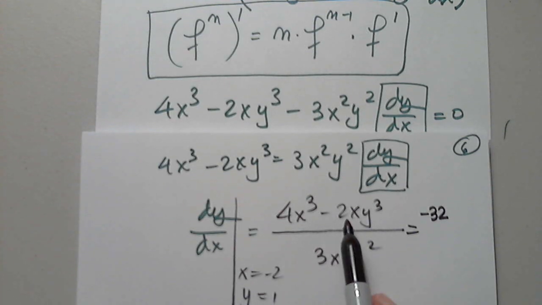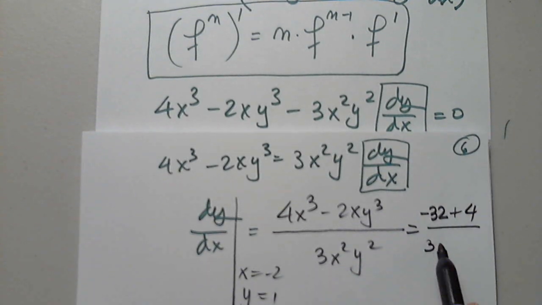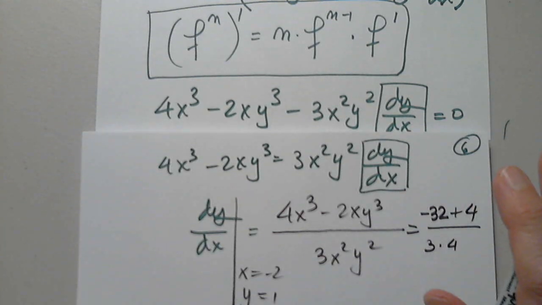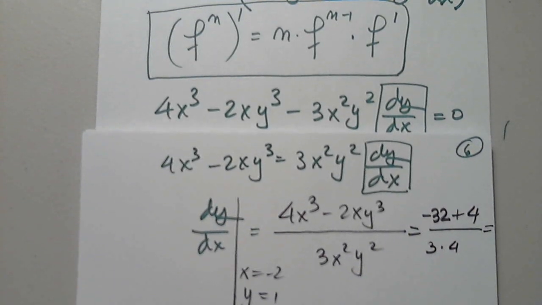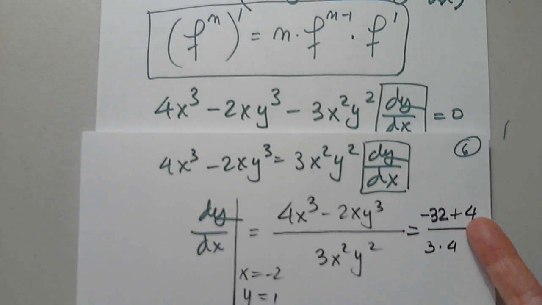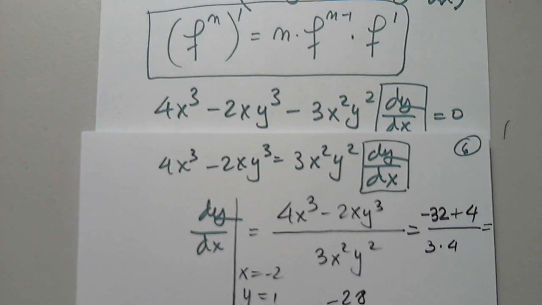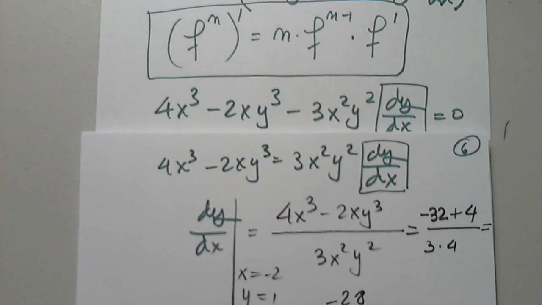Negative 2 times negative 2 is 4. And 4 times 1 is 4. 3 x squared is 4. Do not simplify. Careful, careful, careful. So negative 32 plus 4 is negative 28. 3 times 4 is 12. And I will simplify by 4. And I get negative 7/3. And this is it.